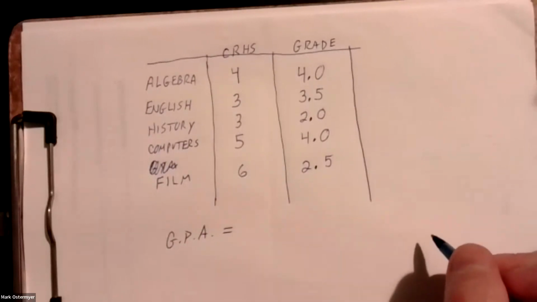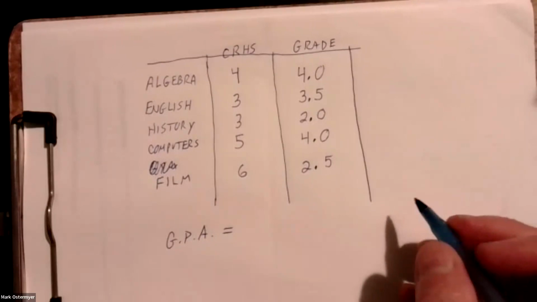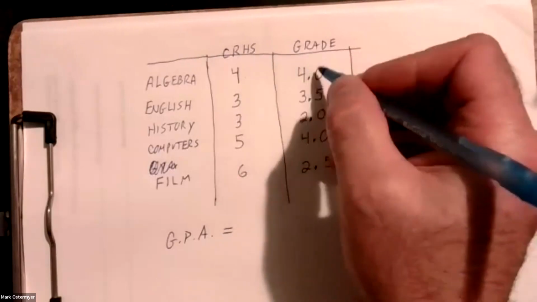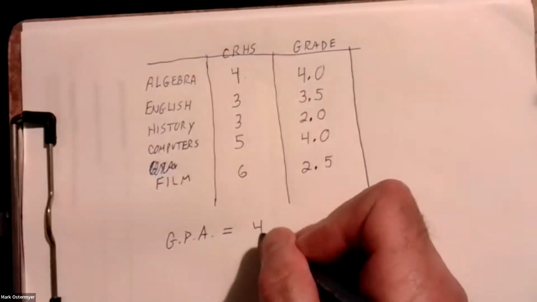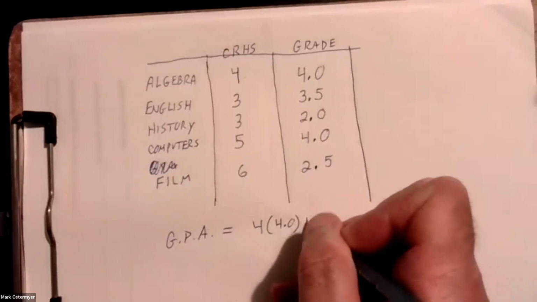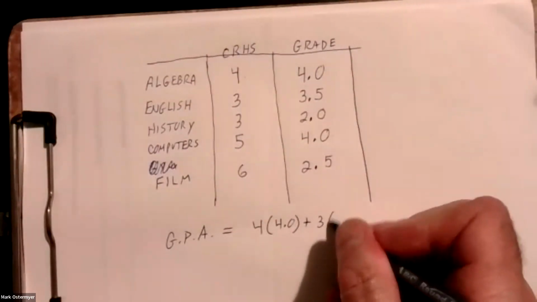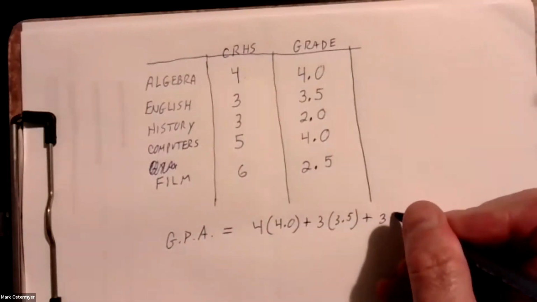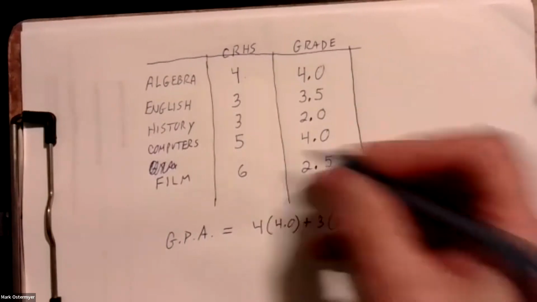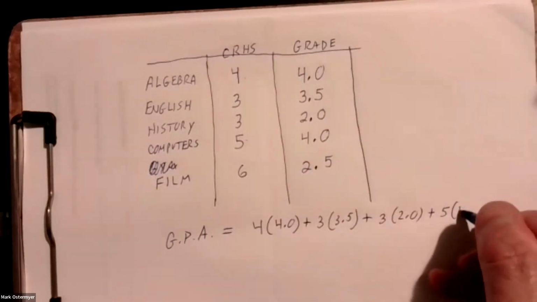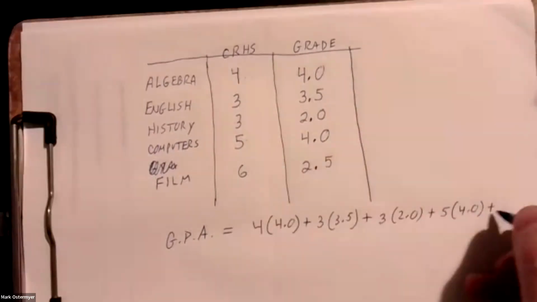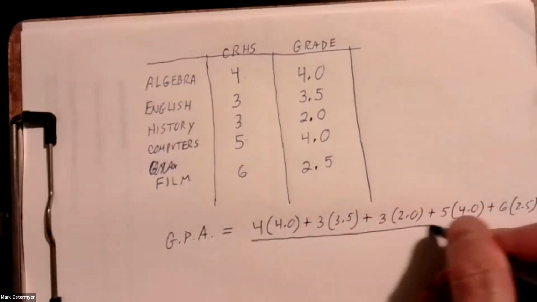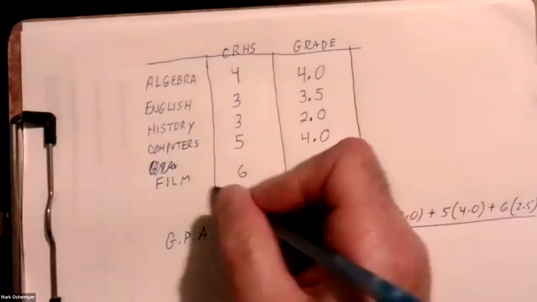All right, now how would we compute the GPA, the grade point average, here at the end of this term or semester? Well, it's going to be a weighted average, a weighted mean. We're going to take the number of credit hours and multiply it by the grade obtained. So 4 times 4.0 plus 3 times 3.5. And we're going to add these products together. Plus 3 times 2.0, plus 5 times 4.0, plus 6 times 2.5. And then we're going to divide the sum of these products by the sum of our credit hours.